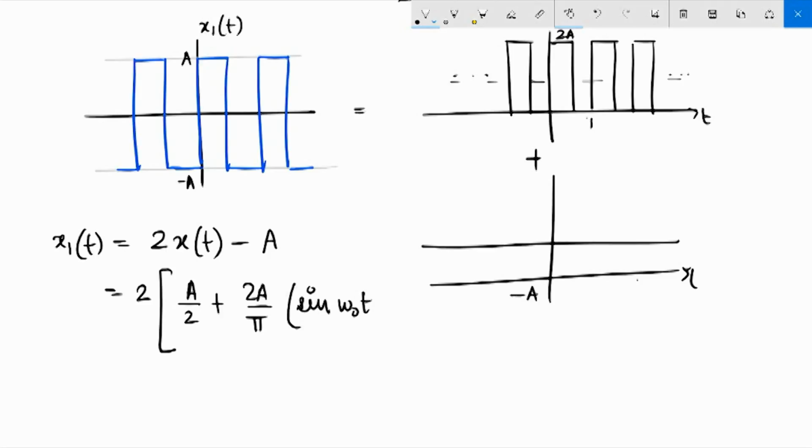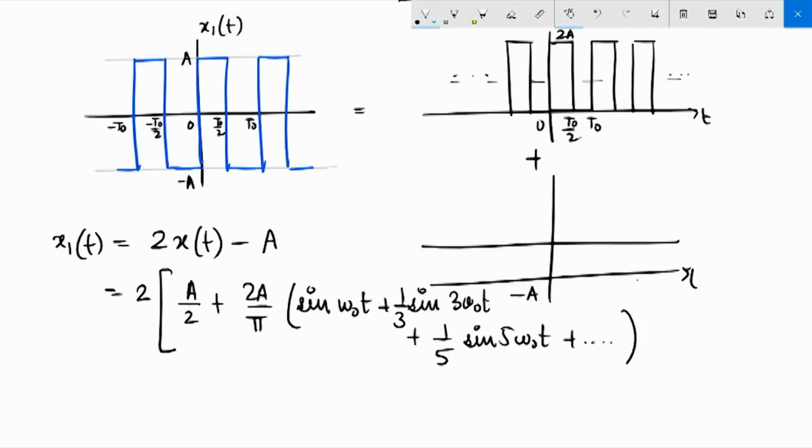This is T naught, this is 0, this is T naught by 2. The period of the waveform is T naught. This is T naught, this is T naught by 2, this is 0, and this is minus T naught by 2. So it has the same period. Plus sine 3 omega naught t times 1 upon 3, plus 1 upon 5 sine 5 omega naught t, and so on.